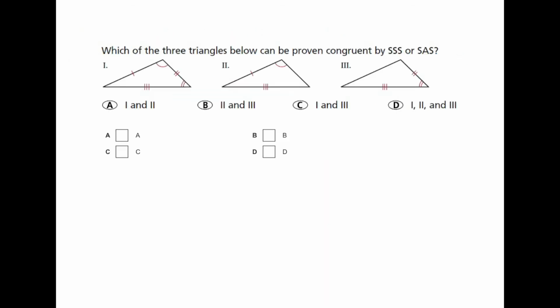J. So which of these triangles can be proven congruent by one of these two shortcuts? Well, we know all three sides for number 1, so that's possible. And we know side angle side. We see the included angle here for the third one. But the second one, the angle is not included, so that one does not work. So we're looking at 1 and 3, which is choice C.